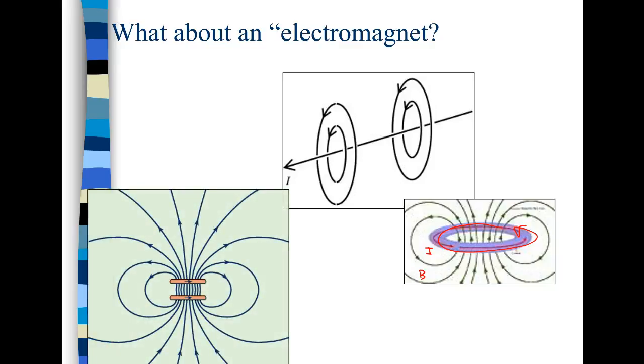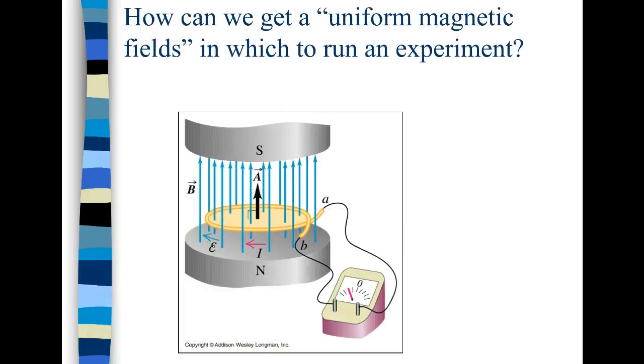And so here's another example of this. You can have two of those such rings, and that's called a Helmholtz coil if you arrange them in this fashion. And it has lots of applications. Okay, and here's one more example. How do we get a uniform magnetic field in which to run an experiment? Well, one easy way is to get some permanent magnets and to put a loop of wire in there and to run current through that wire. And that's going to give us a pretty uniform magnetic field.